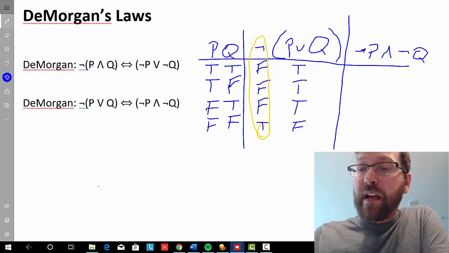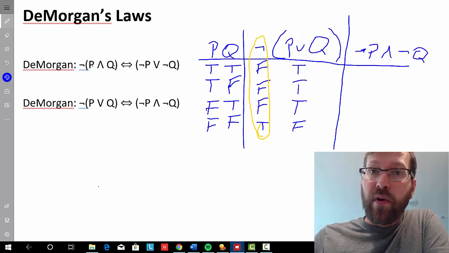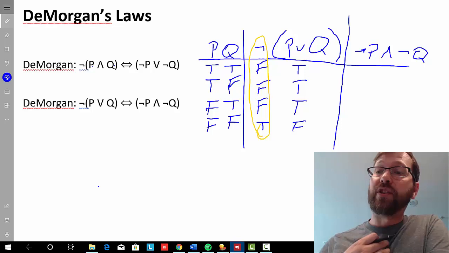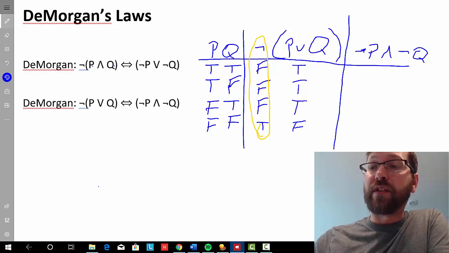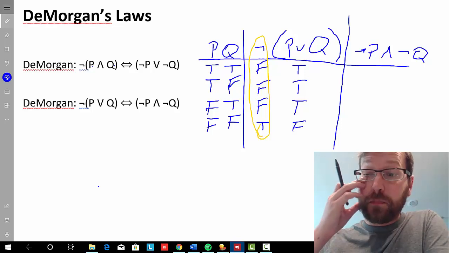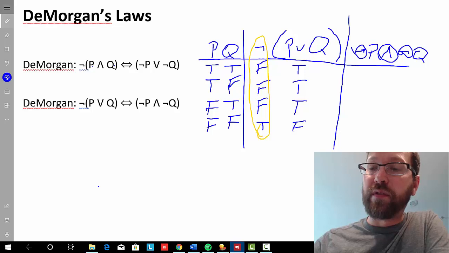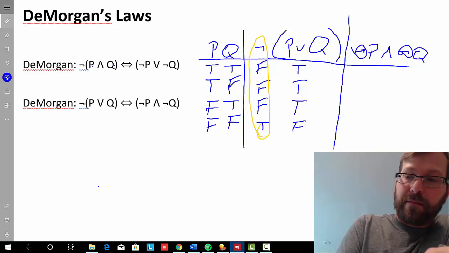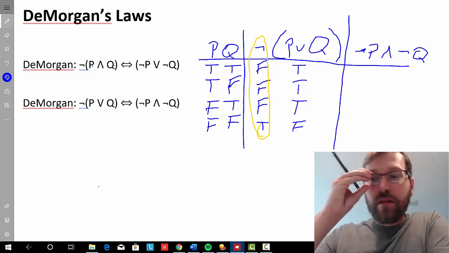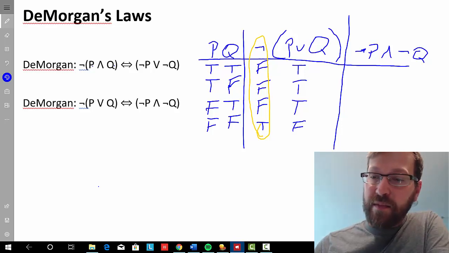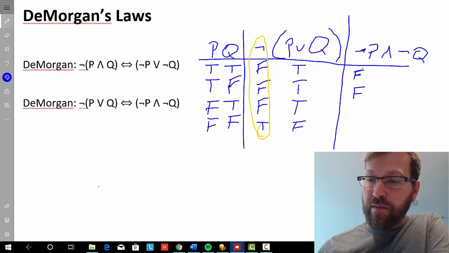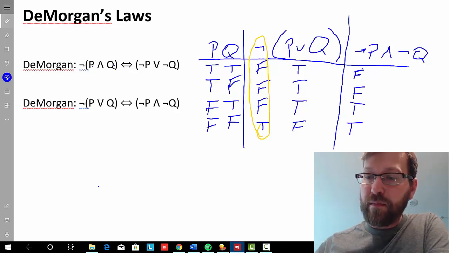In our second sentence, what we have is a conjunction in which both of its conjuncts are negations. So we have to figure out these negations before we can figure out the truth conditions of our conjunction. So for not the case P, we just flip the truths for false and the false for truths. And for the Q, we do the same thing.